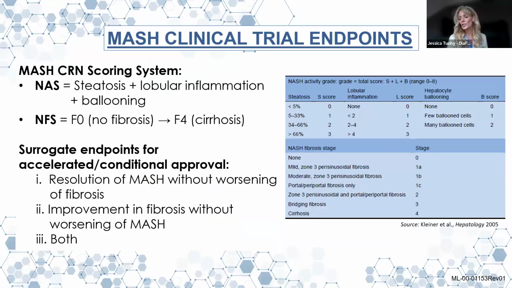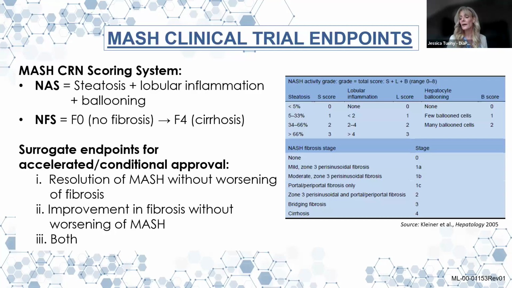Not going into too much detail about this, since you're probably all very familiar, but because MASLD is such a slowly progressing disease, you can't really use hard outcomes as endpoints for drug approval, because you would need a ton of patients that would need to be followed over many years, and that's not feasible even just from a financial standpoint. So instead, the FDA and EMA are accepting changes in liver histology as surrogate endpoints for accelerated or conditional approval of MASH drugs.